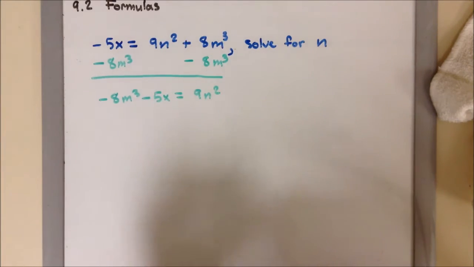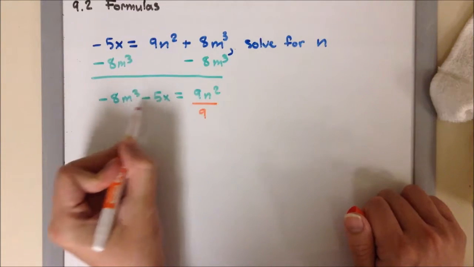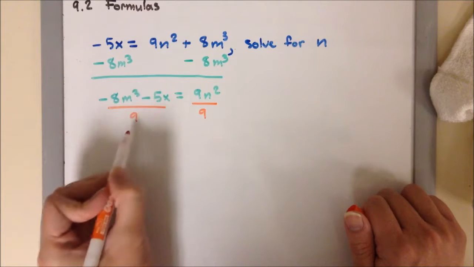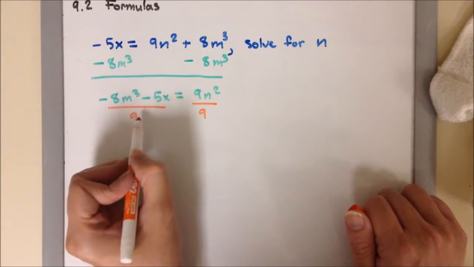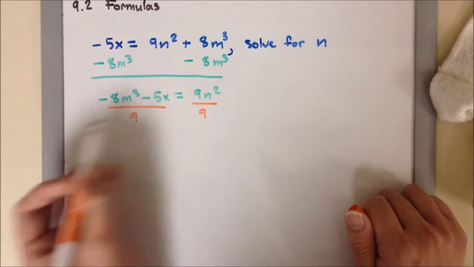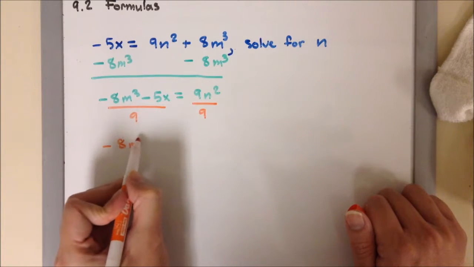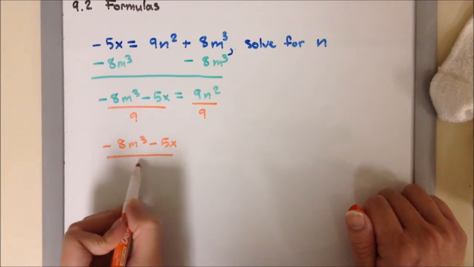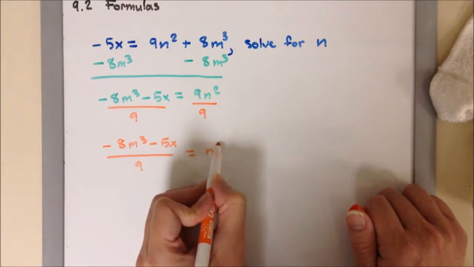Now in order to get n squared to be by itself, I'm going to divide both sides by 9. Here we're going to keep it as one big fraction because there's nothing in common between 8 and 9. There's nothing in common between 9 and 5, especially when we have an exponent, so we're going to keep it together. So negative 8m to the third minus 5x over 9 equal to n squared.